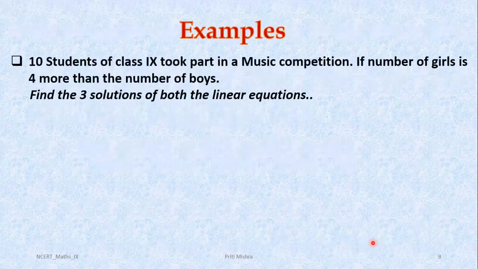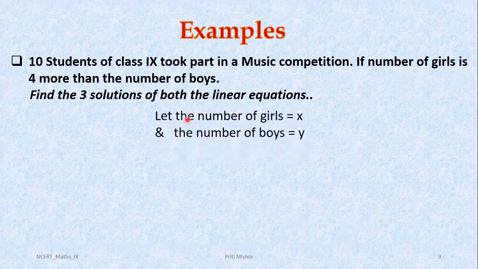Let's have another example. 10 students of class 9 took part in a music competition. If the number of girls is 4 more than the number of boys, find three solutions of both the linear equations. It means first we have to make the linear equations. So let the number of girls be x and the number of boys be y.